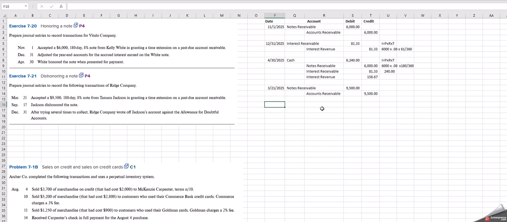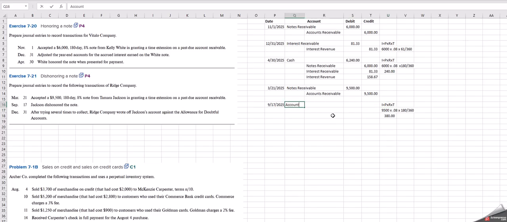Then on September 17th, she dishonors the note. So I'm going to come back over here again, using my interest equals principal times rate times time formula, and calculate the total interest. That's 9,500 times 8% times 180 divided by 360. I'll let Excel compute it for me: 9,500 times 0.08 times 180 divided by 360 is $380.